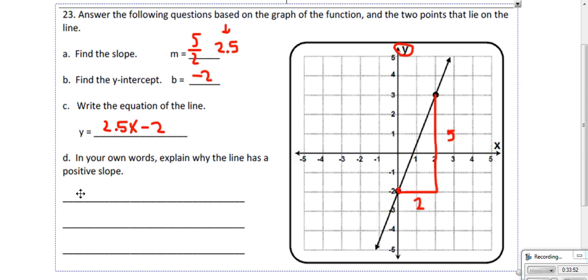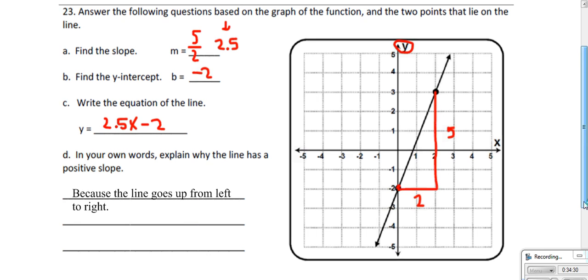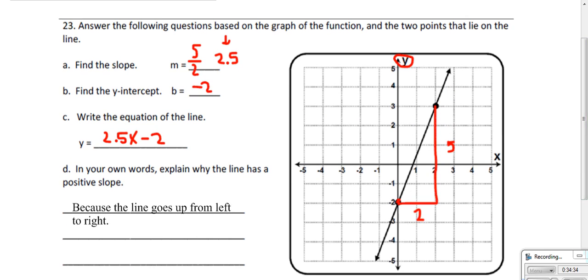It says, in your own words, explain why the line has a positive slope. So what you would say is the line has a positive slope because the line goes up from left to right. And that's it. Because the line travels up from left to right, it has a positive slope. If it went down from left to right, it would have a negative slope. Is that all for that one? Yes, it is. Nice, easy question.